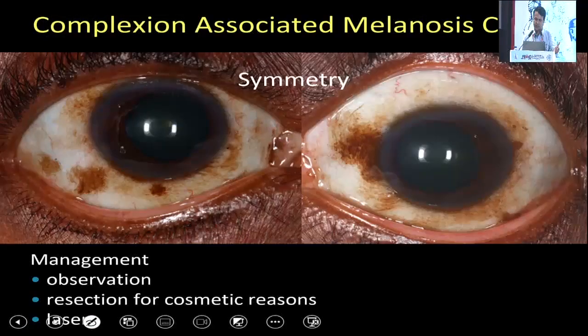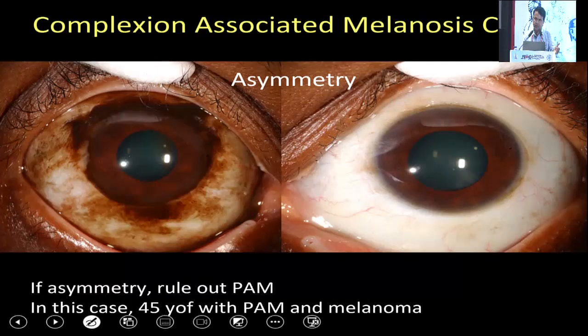Now, these are typical features of complexion associated melanosis. It has this cobblestone kind of an architecture, some amount of symmetry. It may not be exactly mirror image symmetry, but there is some amount of symmetry in terms of the extent of pigmentation. Then it is complexion associated melanosis. You simply observe it. Any amount of gross asymmetry is primary acquired melanosis. This is not complexion associated melanosis. This is primary acquired melanosis because there is asymmetry.